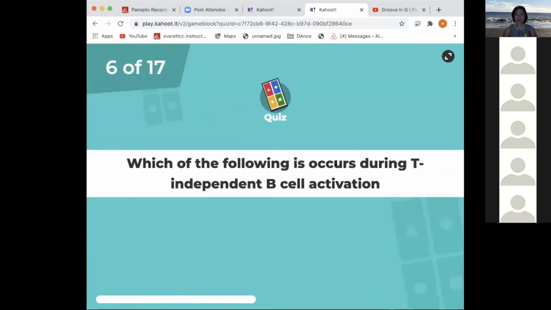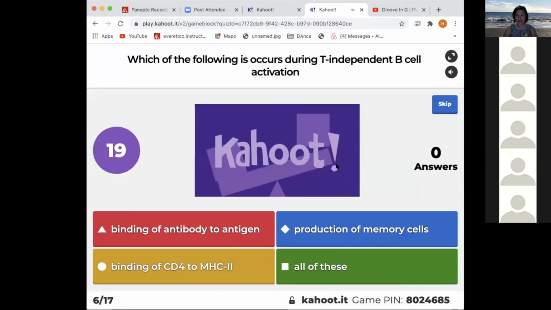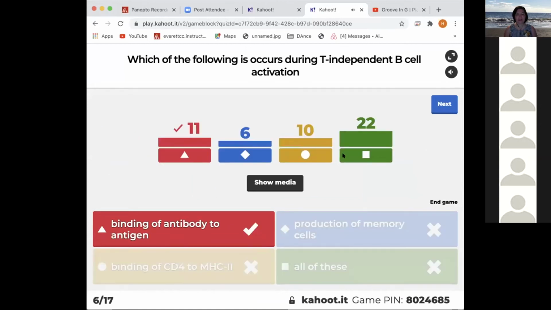Which of the following occurs during T-independent B cell activation? Binding of an antibody to antigen, and remember that's really the only step, because unlike T-dependent B cell activation, we don't require a T helper cell interaction, and we don't produce memory cells.